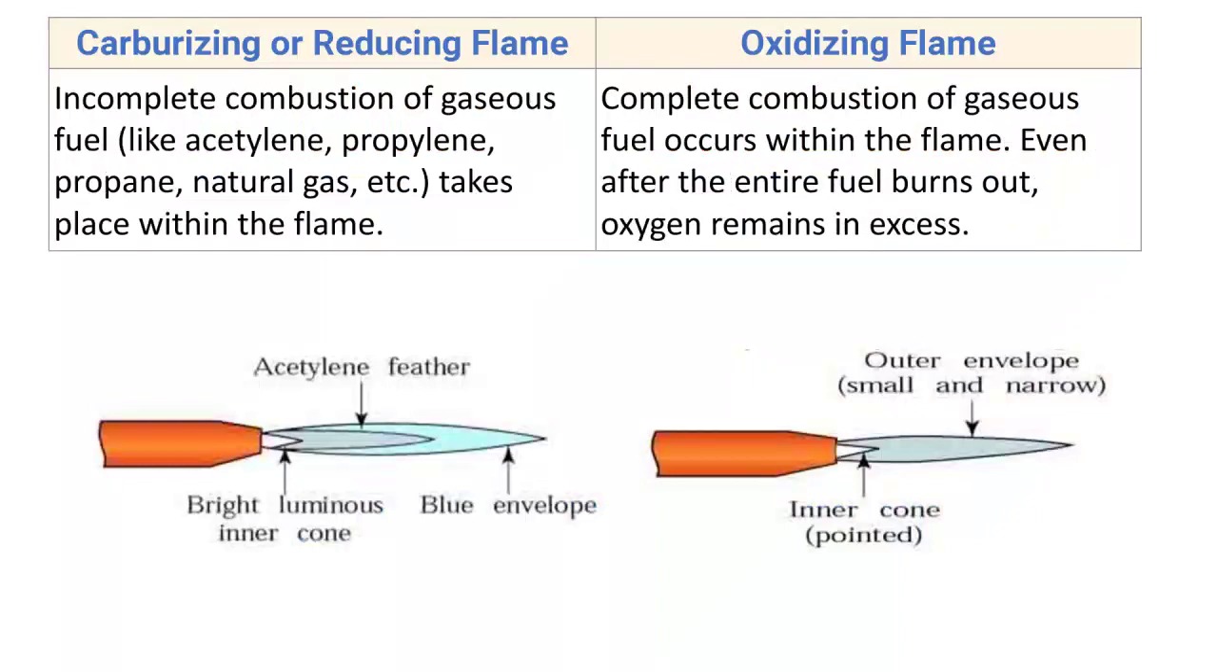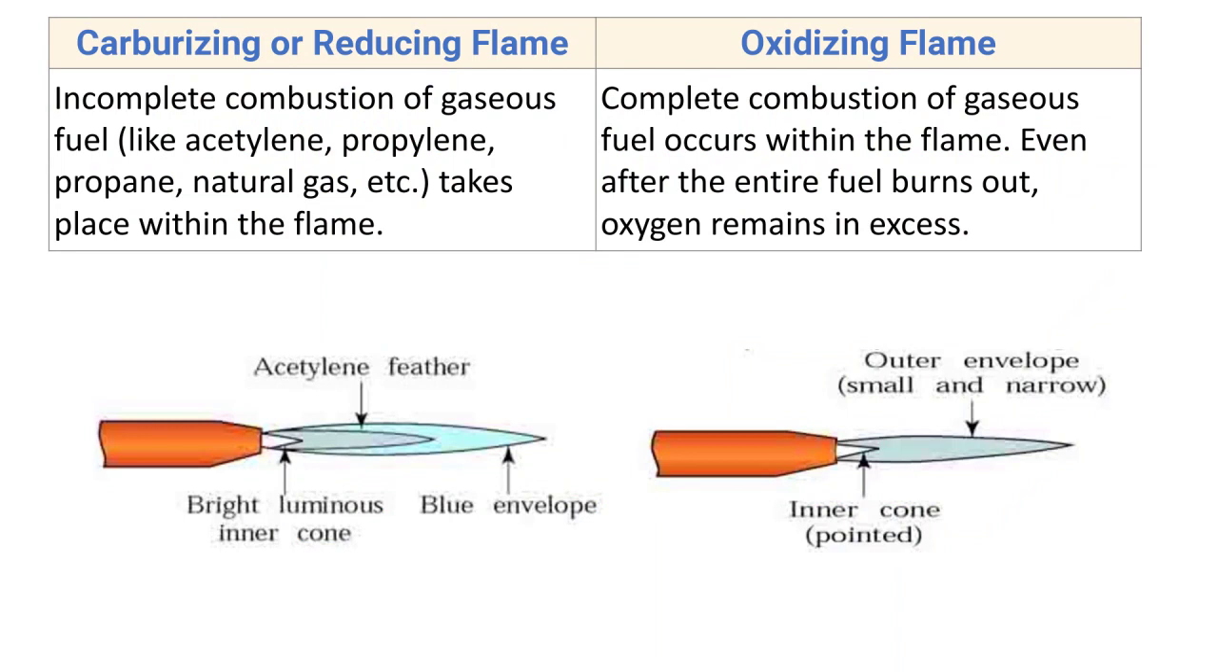Next difference, incomplete combustion of gaseous fuels like acetylene, propylene, propane, natural gas takes place within the flame. So in carburizing flame, less oxygen is supplied. During gas welding, various types of gaseous fuels are used like acetylene, propylene, propane, natural gases, and due to less supply of oxygen, there is an incomplete combustion of this gaseous fuel.